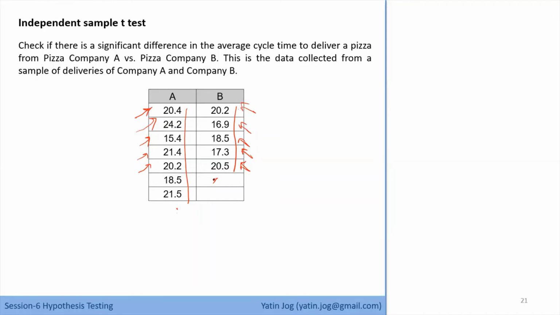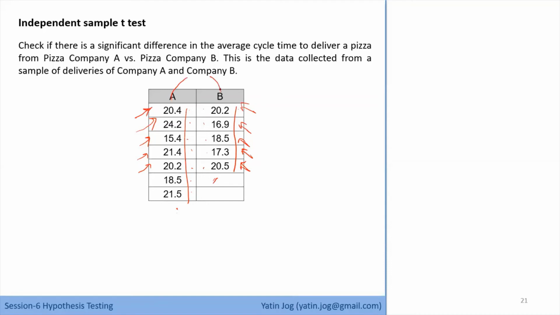So what is the first step? First step is to understand what the problem is. This problem is not for paired sample, that is clear, because we have unequal number of observations. In this case, we have 1, 2, 3, 4, 5, 6, 7 observations, and in the second case, we have only 5 observations. First of all, we have unequal observations, so it cannot be case of paired sample. Even if we have equal observations, this cannot be case of paired sample because pizza outlet A is a different entity and pizza outlet B is a different entity.